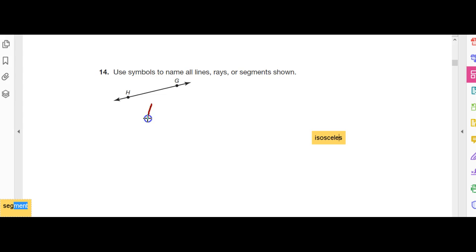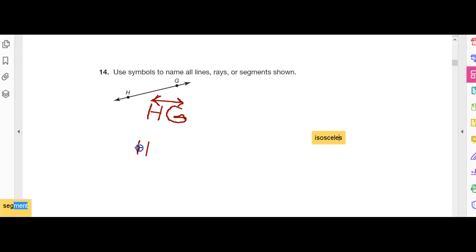So we're going to say, first thing we see here is line HG. And that is a line, right? And then I also have, that part did not want to go up. Okay. Then I also have segment HG, which just starts at H and goes to G.